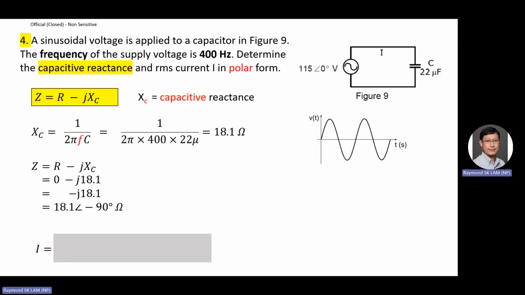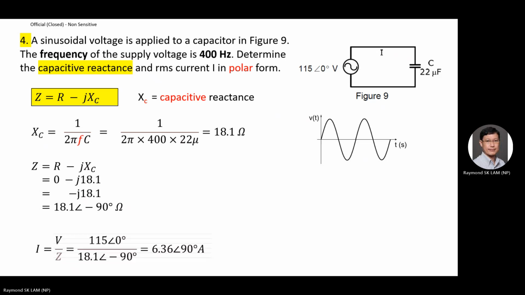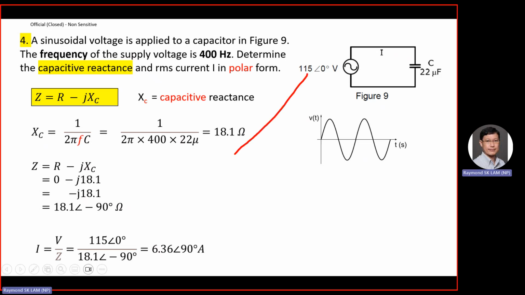You need to know this because later on, when you do the calculation, you need to convert the rectangular form to the polar form. Now we want to calculate the current. This is Ohm's law, voltage divided by impedance. For a DC circuit, normally we divide by resistance. For an AC circuit, now we have to divide by impedance. Voltage is given here: 115 at 0 degrees. And the impedance is given over here.